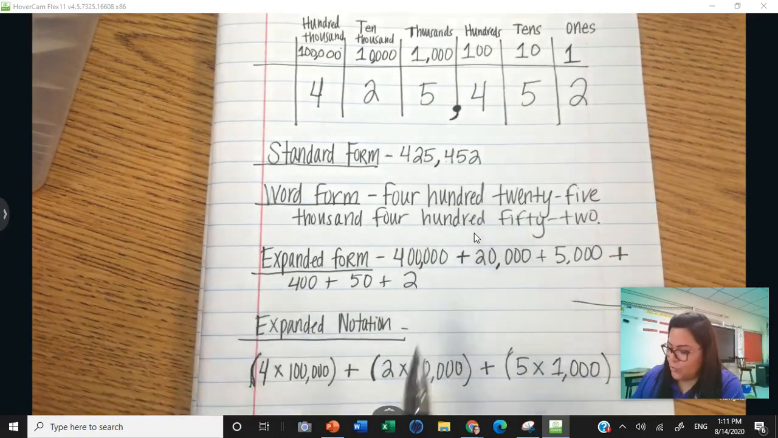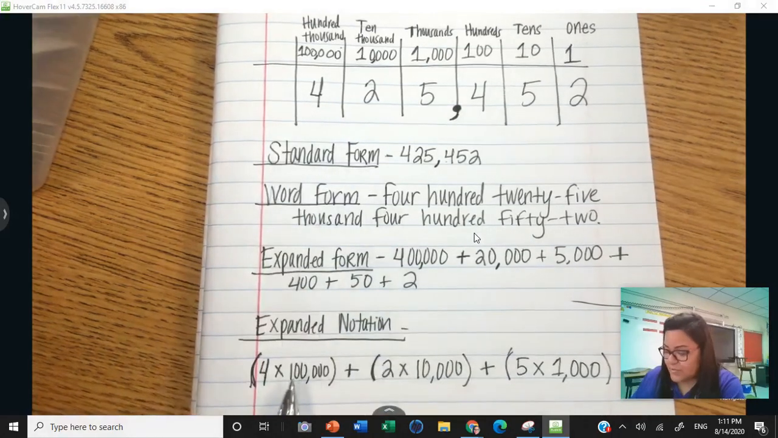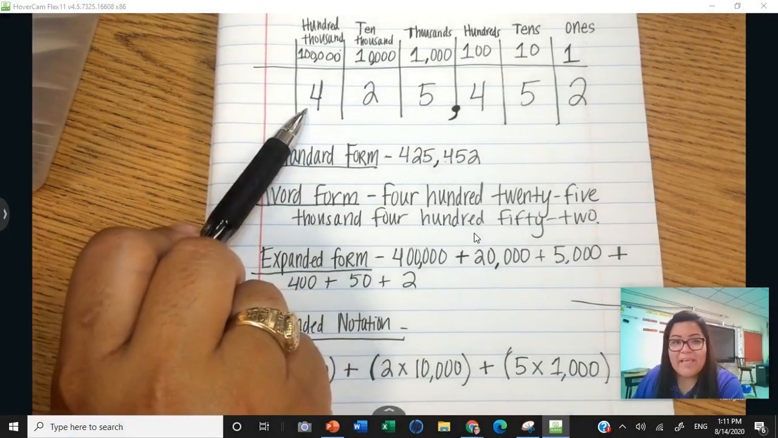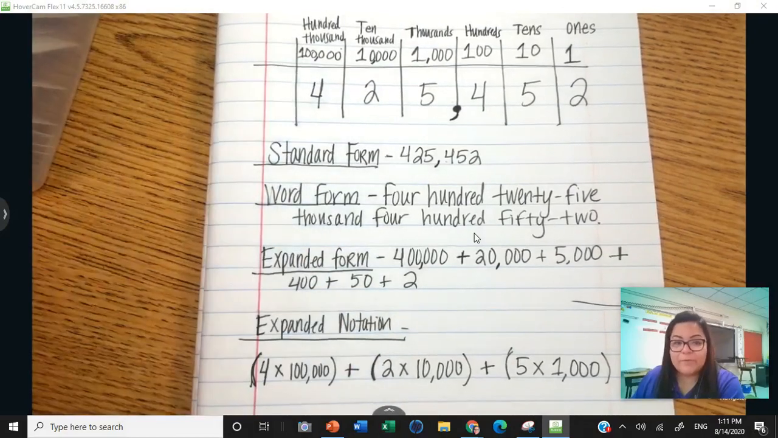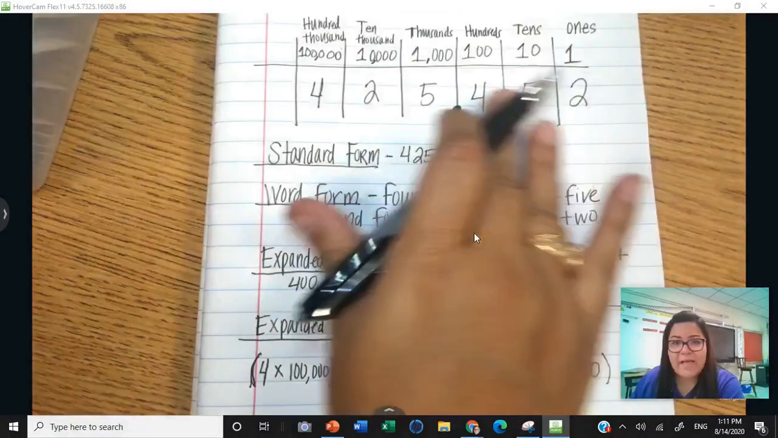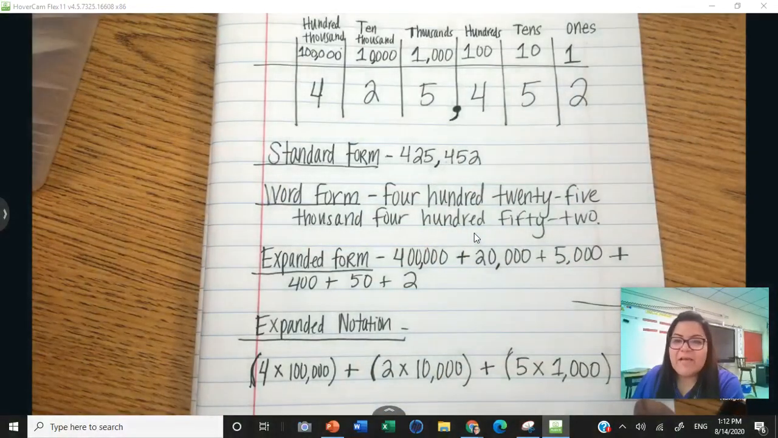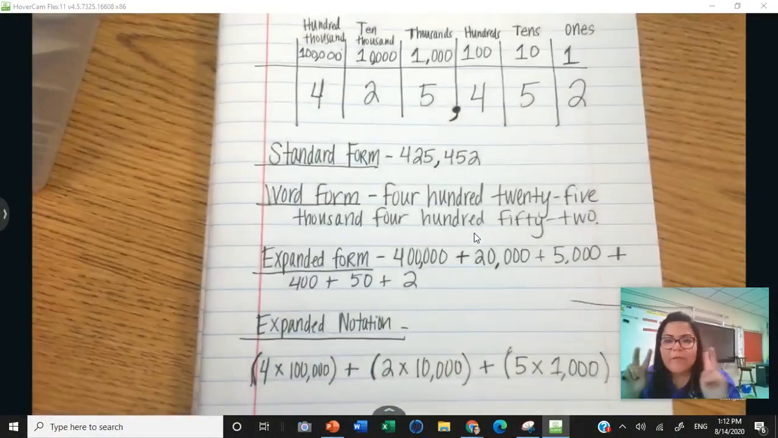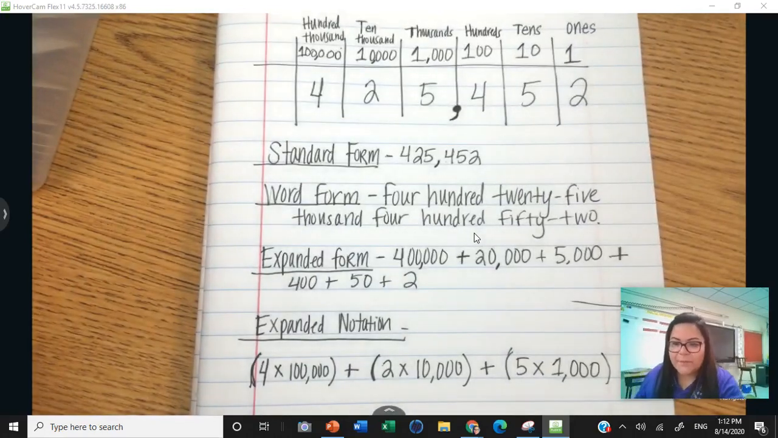Now notice what's happening. Remember I told you there's patterns everywhere in math, okay? So all I'm doing is repeating the place values. Here I have my 100,000. Here I have my 10,000 and then my 1,000. All I'm doing is multiplying each number times the place value. Very easy, right? As long as you have your place value here, the place value is always going to help you. It's going to be your little BFF, your best friend, okay?